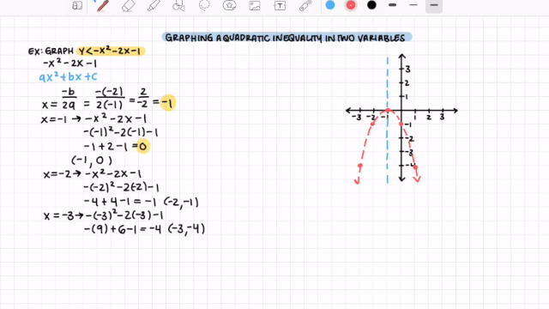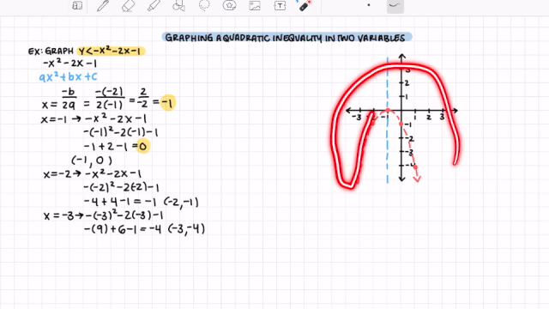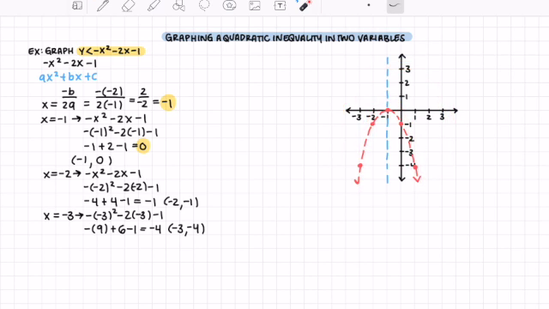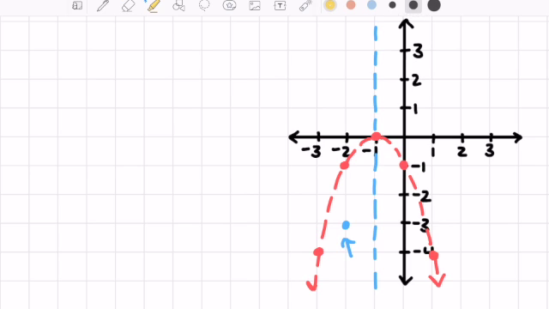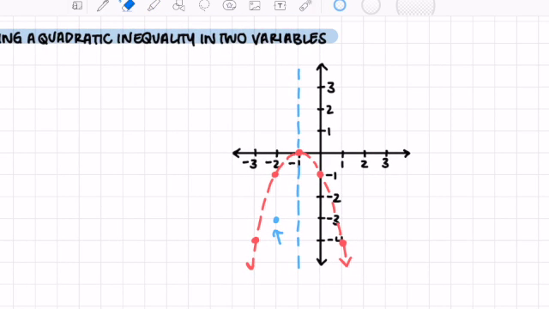To do that, I need to pick a point either on the outside of the parabola, or I can pick a point on the inside of the parabola. Now pick the point inside of the parabola. It doesn't matter which one you choose, as long as you choose one. So I'll choose negative 2, comma, negative 3. Okay, and I'll just erase the axis of symmetry because I don't really need it at the moment.